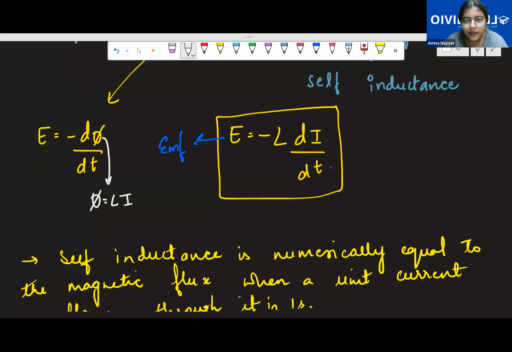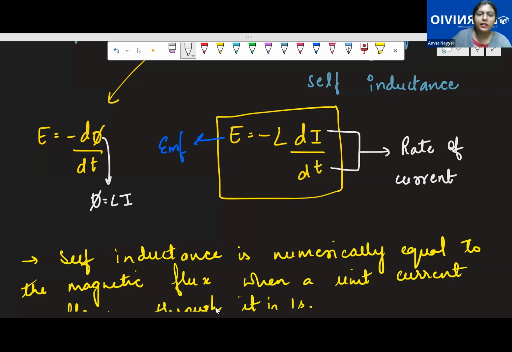Sometimes, class, this part is given to you and written as the rate of current is given. So rate of current means di over dt. Now is it clear to all? All right. Then copy it down.